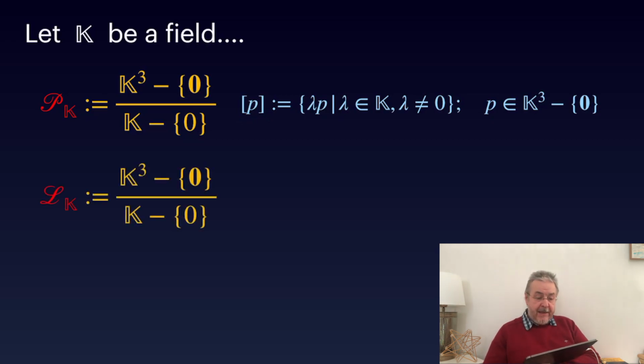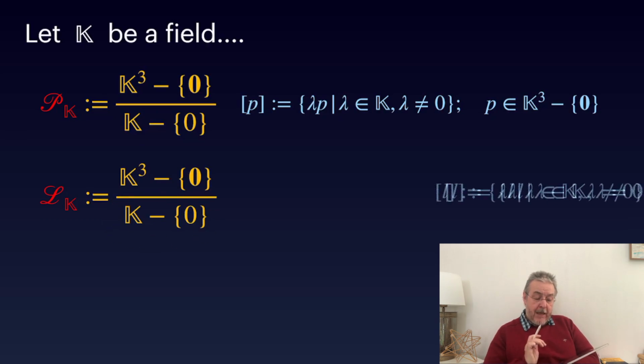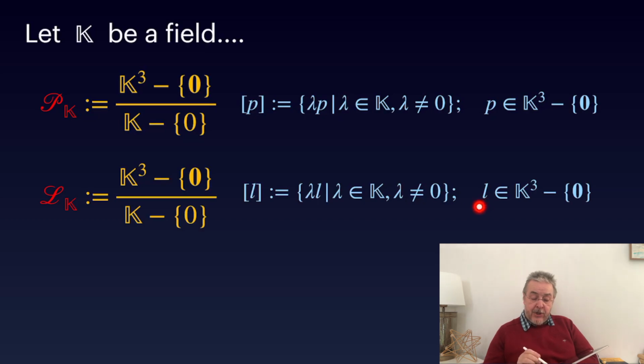Now we do the same thing, and literally the same thing, for our lines. We define a set L to be, well, just the same thing. Take the three-dimensional vector space, take away the zero, and identify non-zero scalar multiples. So for each L that we get from that, there will be an equivalence class consisting of all scalar multiples of this vector. And we call these equivalence classes here the lines. So once more, these here are the points, and these here are the lines of the geometry.